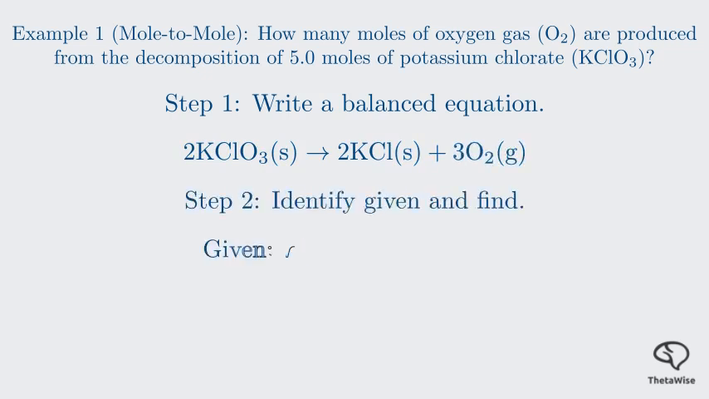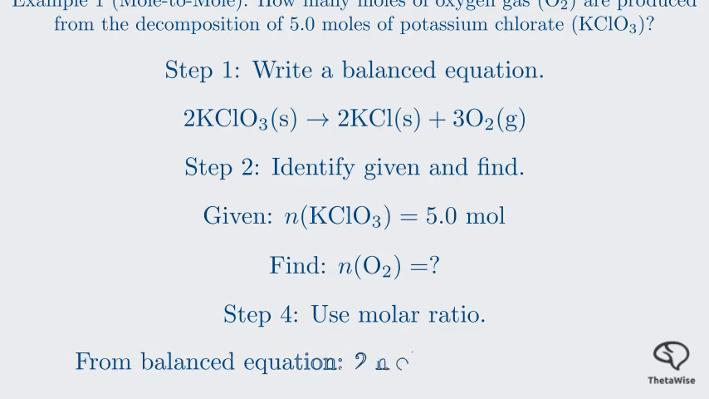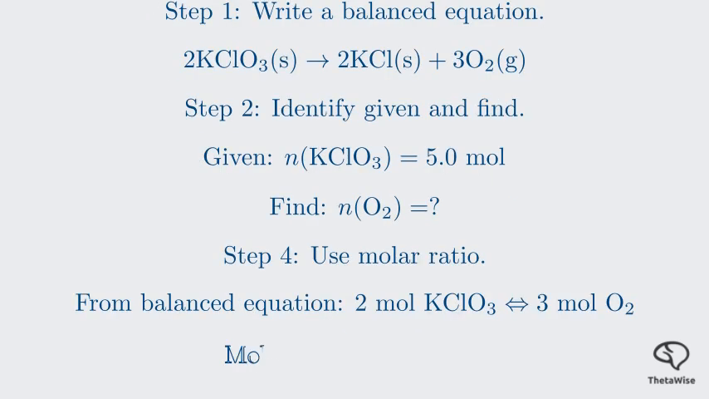Step 2. We are given 5.0 moles of potassium chlorate, KClO3, and we need to find the moles of oxygen, O2. Step 3. The given amount is already in moles, so we can skip step 3. We're already on moles island. Step 4. Use the molar ratio. We look at our balanced equation. For every 2 moles of KClO3 that decompose, 3 moles of O2 are produced. We can write this as a conversion factor: 3 moles of O2 over 2 moles of KClO3.